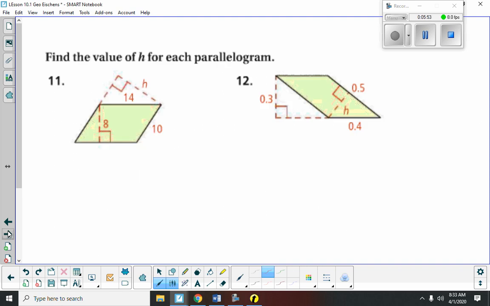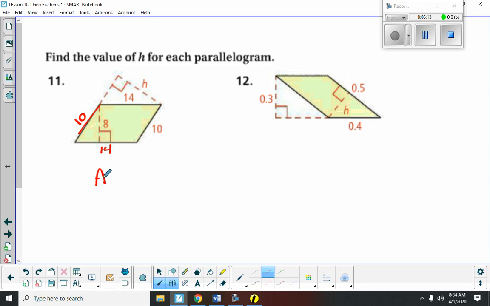So you are looking for h. This side is 10, which means this side is 10. So this is the base, and that is the height. Now here, you're given a height of 8, and these sides are 14. Remember, in a parallelogram, opposite sides are congruent.